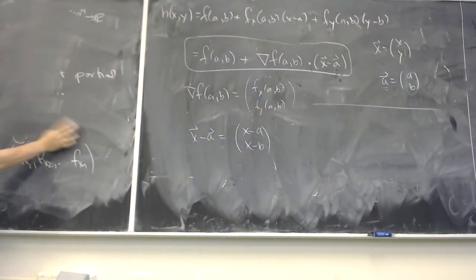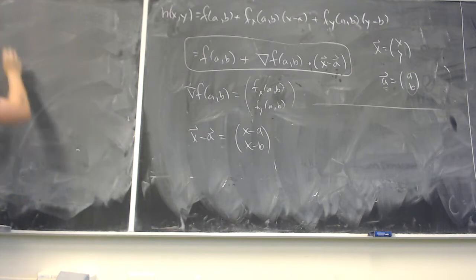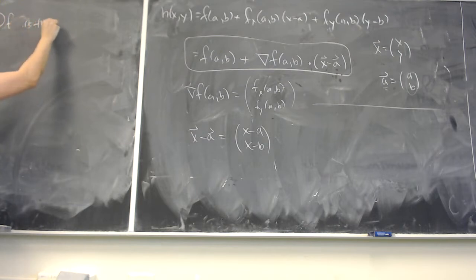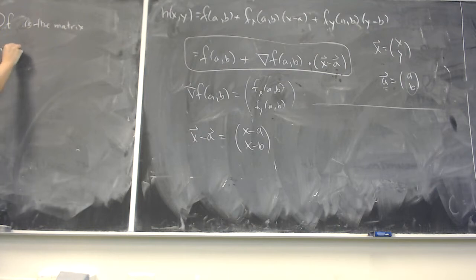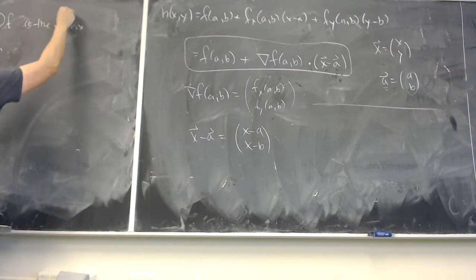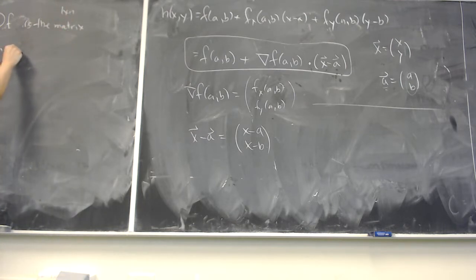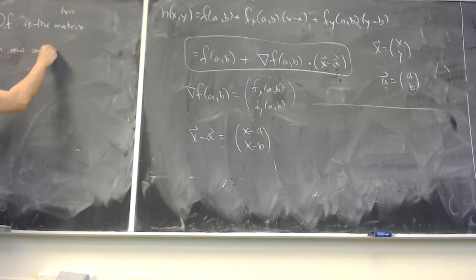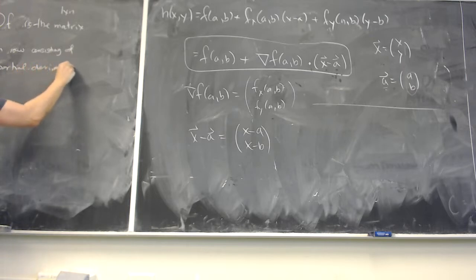Okay, so that was the gradient. Now we're going to write this function down another way. Df is the matrix, a 1 row by n column matrix. So it's a 1 by n matrix with a row consisting of partial derivatives of f. Okay, well that sounds insane.